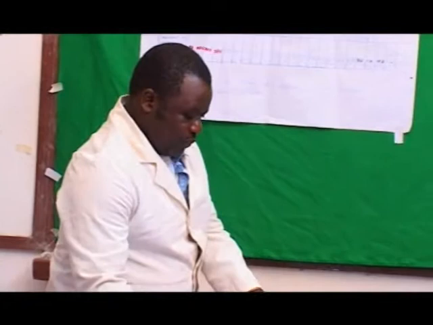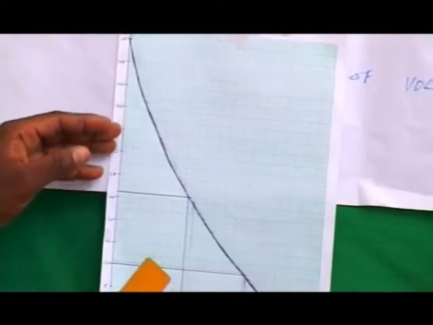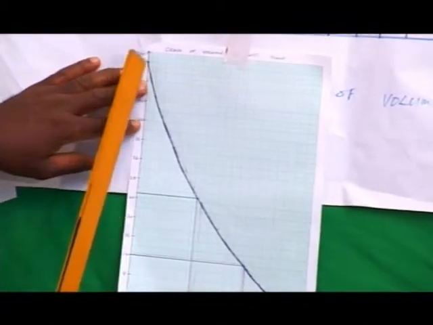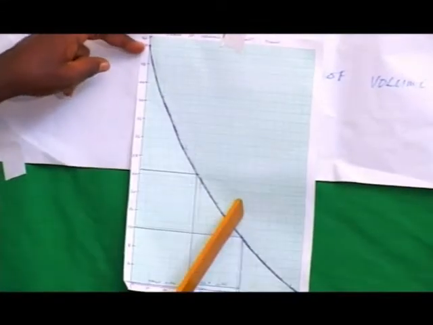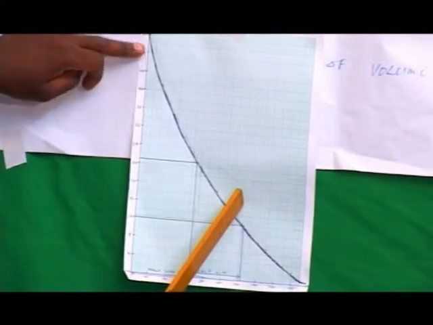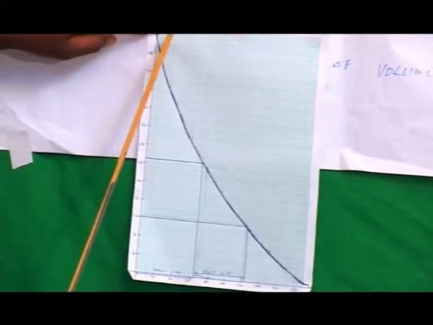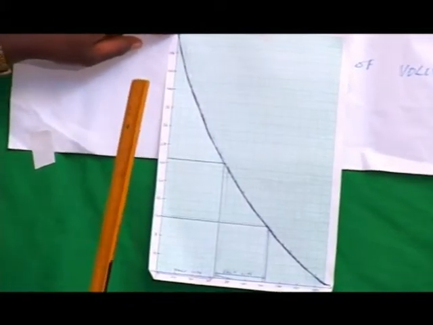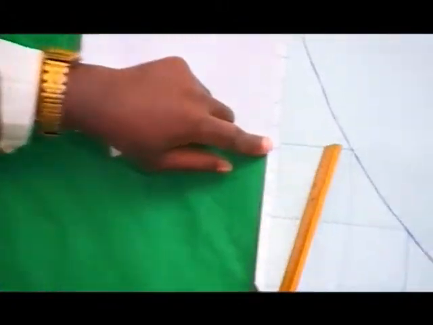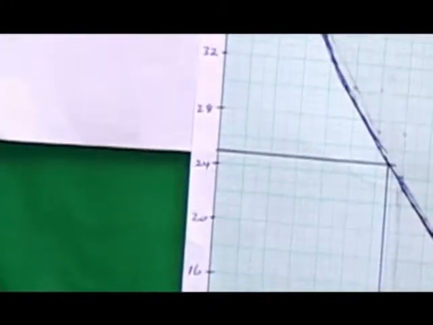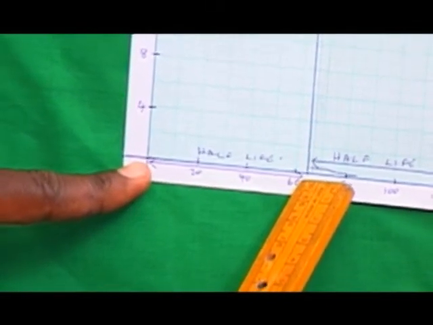The graph is a curve. Using that graph, find the time taken for the volume of the liquid in the burette to change from 50 cubic centimeters to 25 cubic centimeters, which is here. This is the time, which is about 62 seconds.